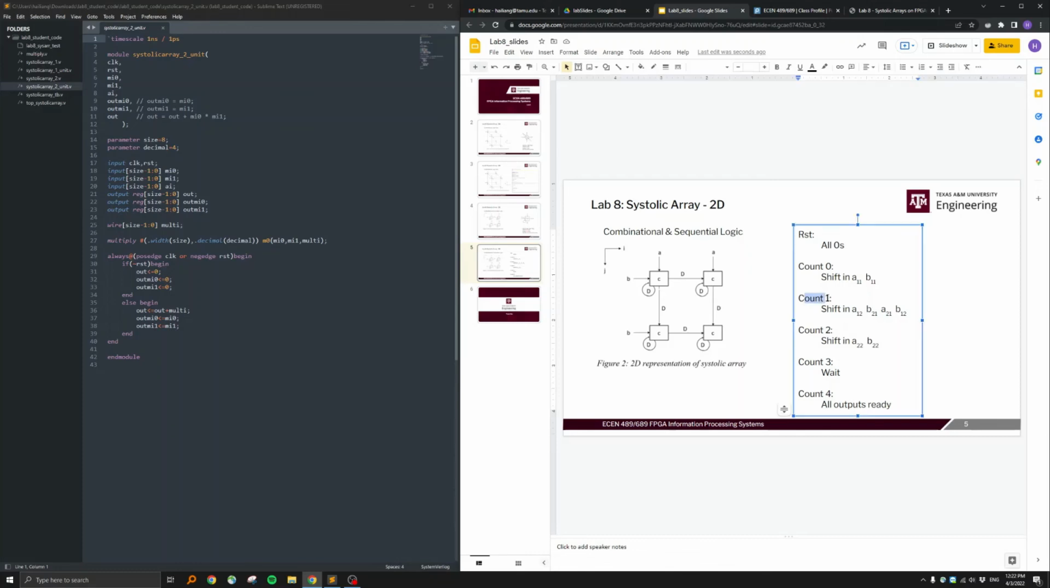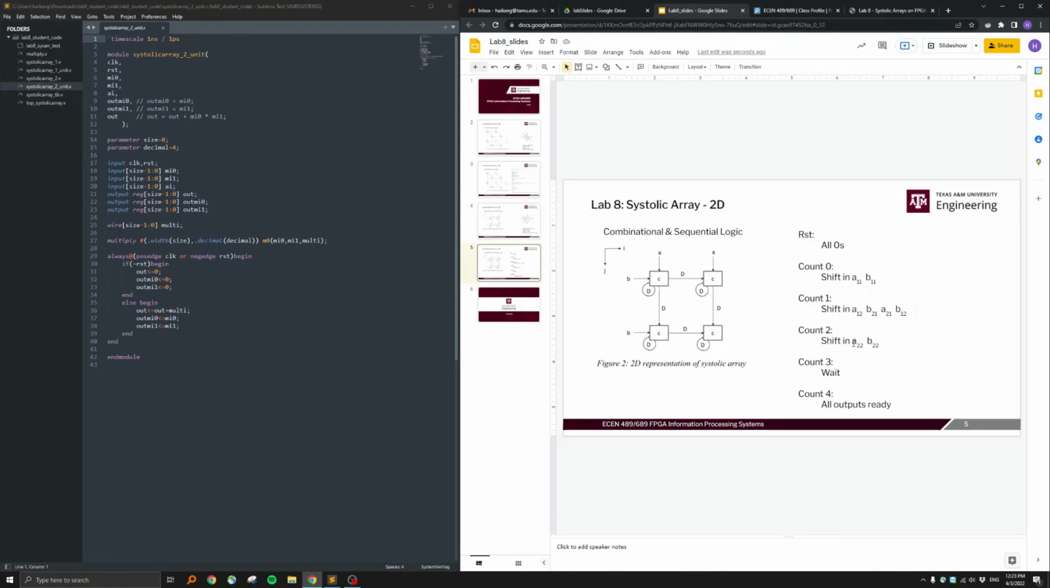And for the second count, we have shift in A11. We have shift in 4 values. Remember in total we have 4 ports, so at the maximum, we can shift in 4 values. You may ask, what is input for the other two ports? Here you just assign zeros.